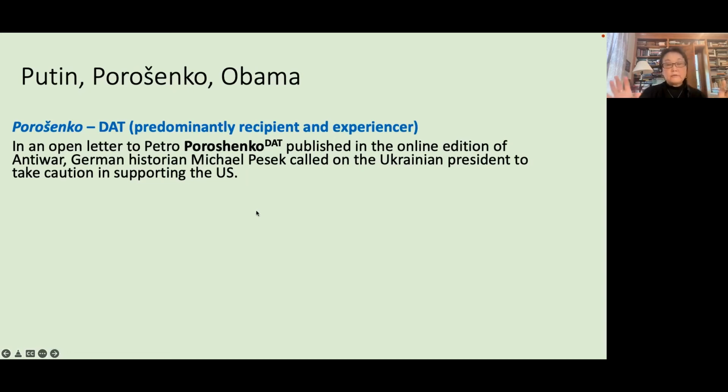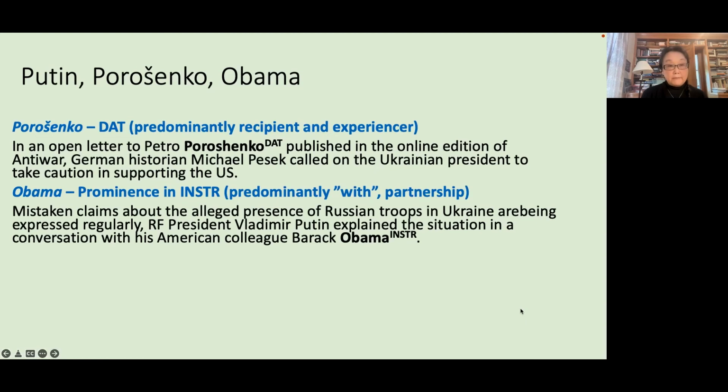So Poroshenko, the Ukrainian president at that time, 2015, is predominantly appearing in the dative case, passive recipient and experiencer. Here you have to go into the concordances in real text, and you don't see the against. You actually see Poroshenko as a receiver, not even a competitor, a receiver. The word Obama appears in the instrumental case predominantly, and predominantly with the preposition with. It's a partnership.